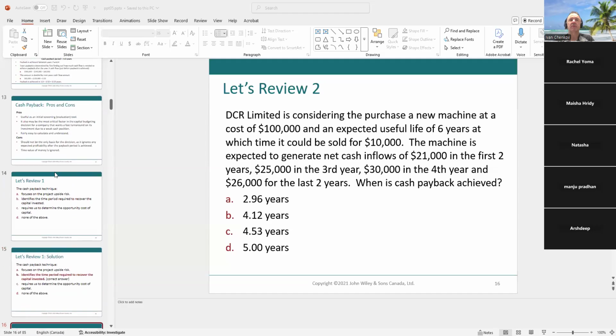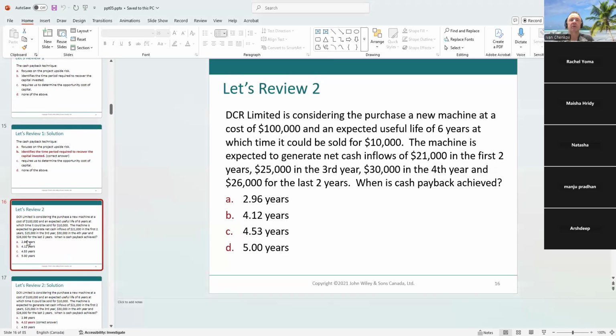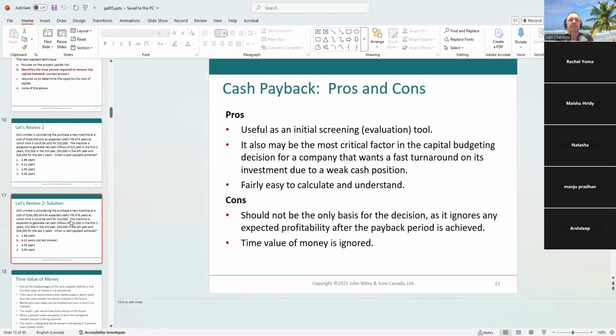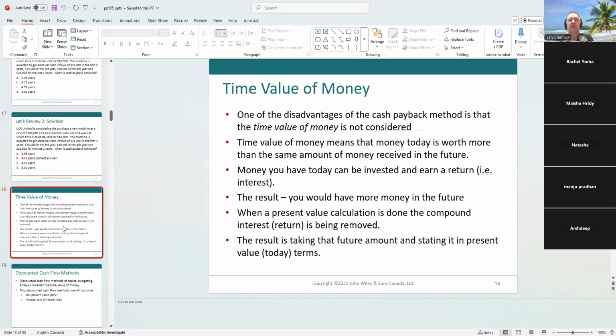Again, the calculation is the simple part. More important will be for you to explain to me what the pros and cons are of the simple cash payback method with uneven cash flows. Time value of money. Time value of money, as we said, comes from the fact that a dollar today is worth more than a dollar tomorrow. So basically, if we receive $10,000 tomorrow, today those $10,000 will be worth less.